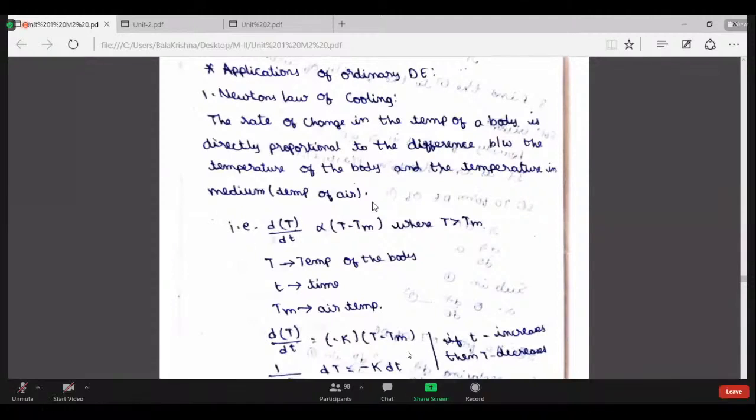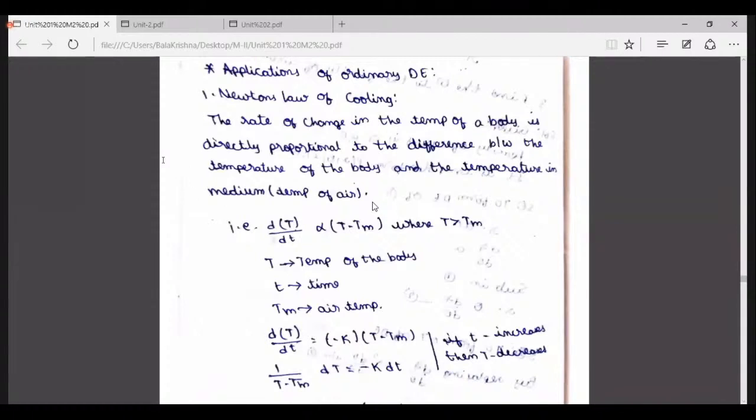See here, generally in textbooks, the notations may be different. In textbooks, they will specify them as theta and theta naught. Theta indicates the temperature, theta naught indicates the temperature in the air. But the concept is the same. So here I'm just denoting with capital T and small t, Tm. Okay.